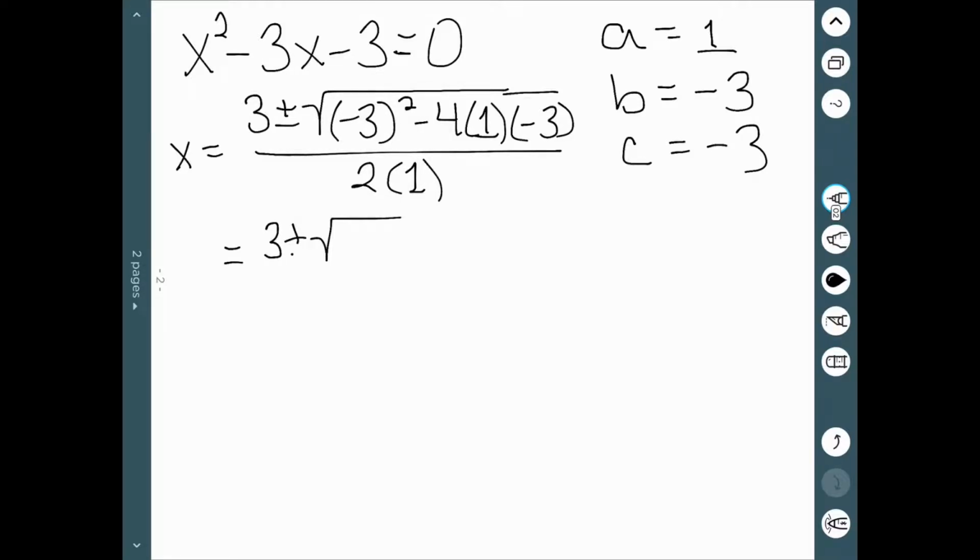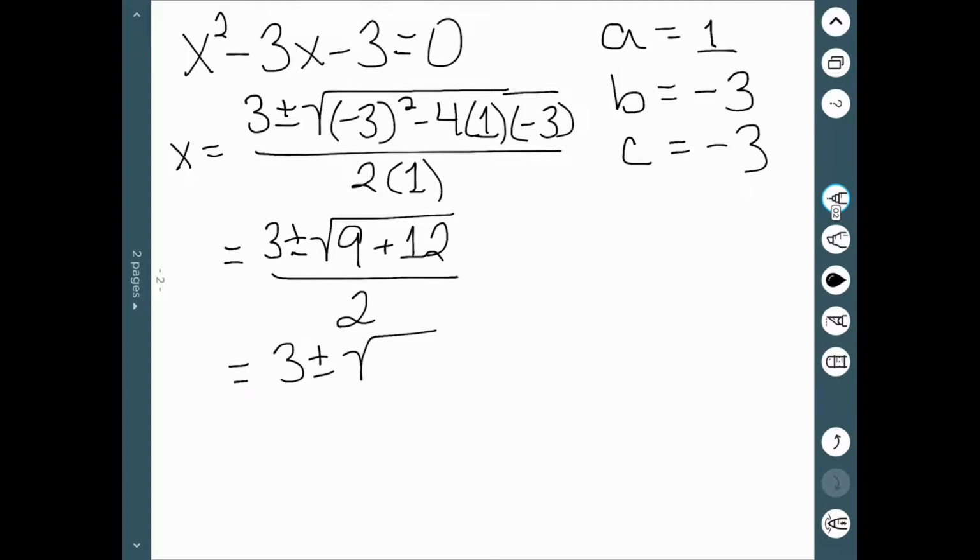Negative 3 times negative 3 is positive 9. Negative 4 times 1 times negative 3 is positive 12, all over 2. Well, 9 plus 12 is 21. So we have 3 plus or minus the square root of 21 over 2. We do like to reduce our square roots most of the time. However, 21 is just 7 times 3, so we can't actually pull anything out there. So we're done. Let's look at another example.